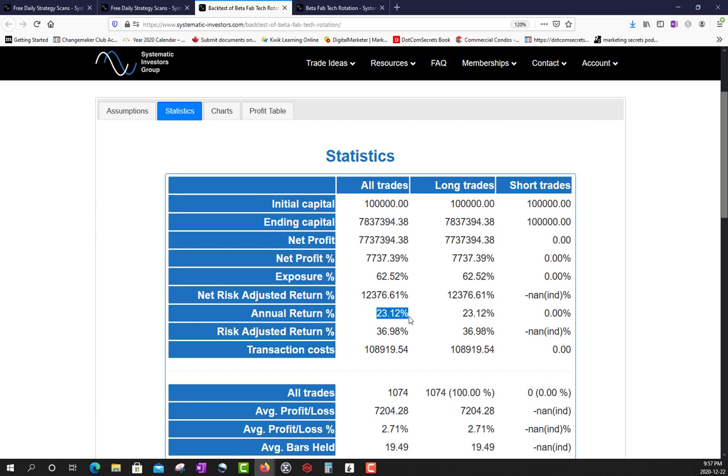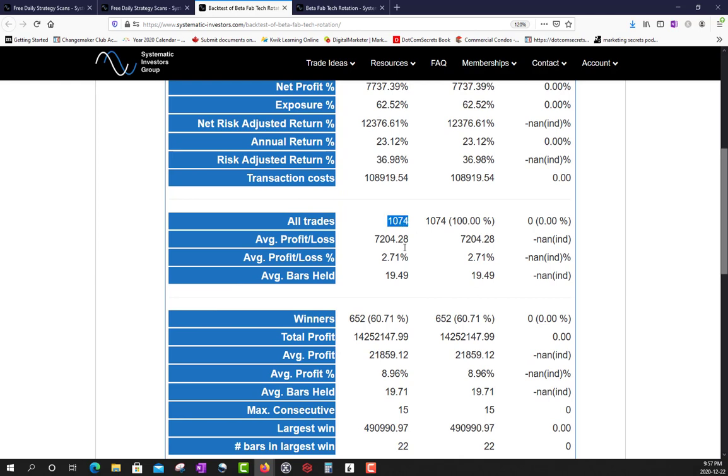It has a pretty healthy average annual return of about 23%. And because it's only in the market about 63% of the time, the risk-adjusted return is even higher at almost 37%. Over the time period we did almost 1,100 trades. The average between our profit and our losses, this is essentially your expectancy percentage. If you hover over any one of these, it will give you the description of how it's calculated. Our expectancy is about 2.71% per trade, which is pretty good.